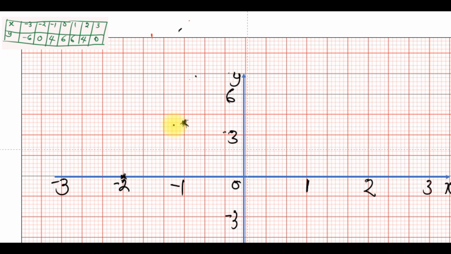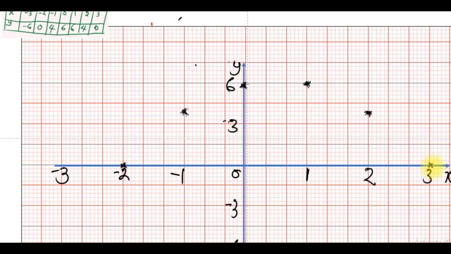So the next one: when x is 0, y is 6. That should be on the axis. Again, when x is 1, y is 6. So this should be the point. Again, when x is 2, y is 4. Same thing here, remember we have to count 13.3. So this is the point. Again, when x is 3, y is 0. So this should be the point.